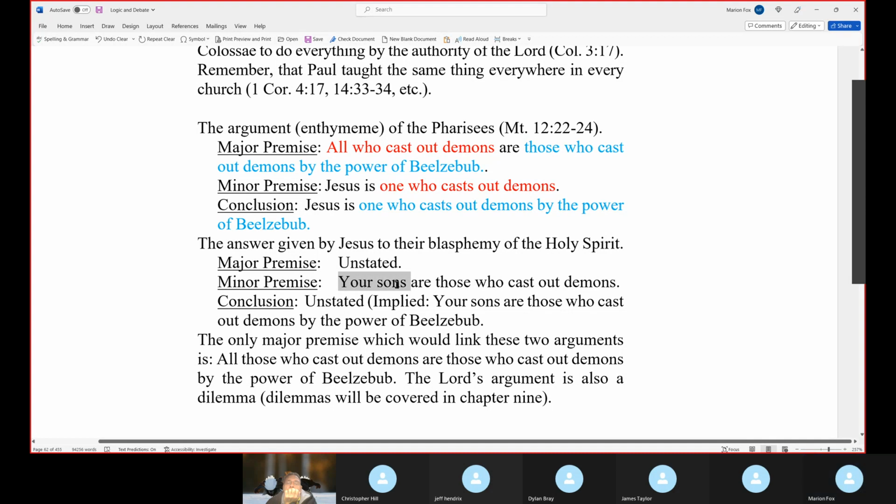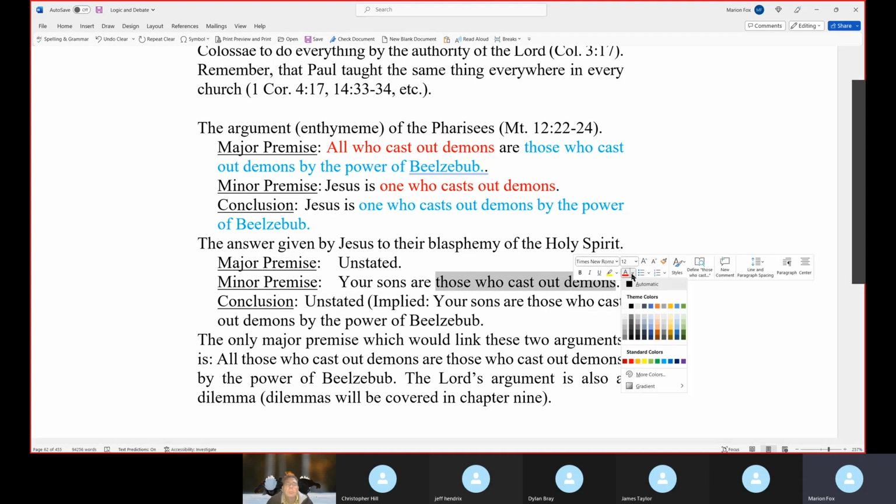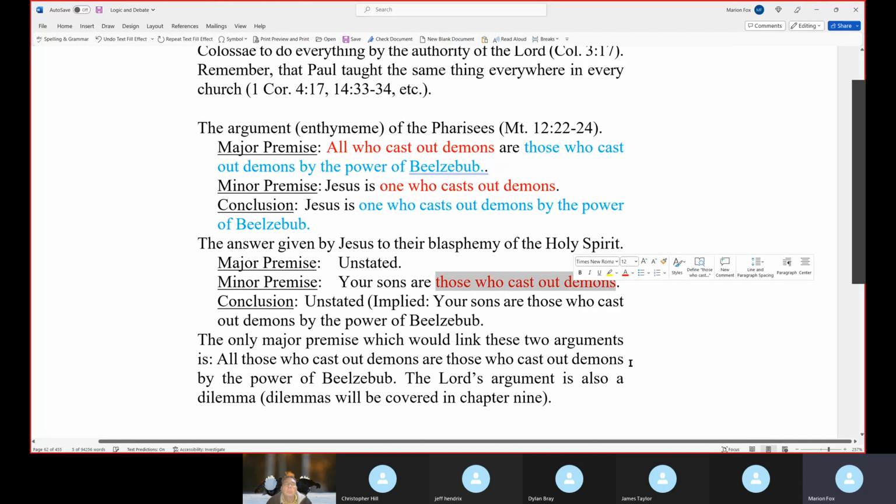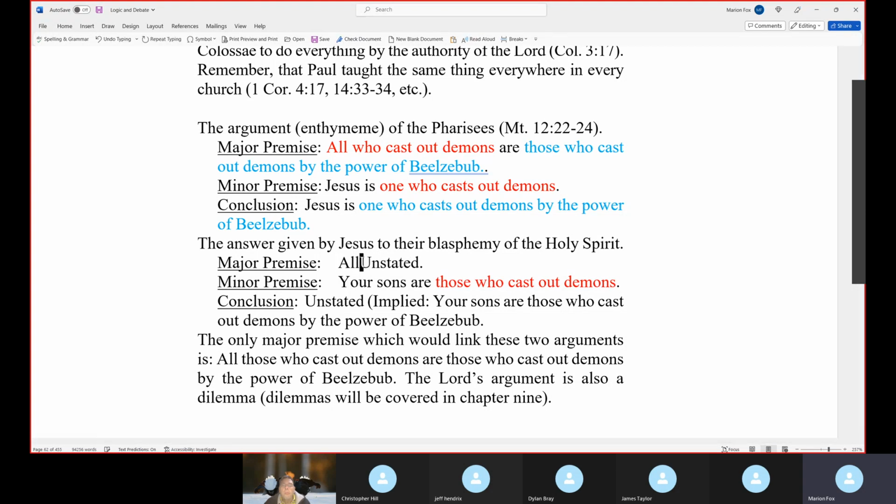Okay, your sons. And so there's your minor term, your sons. And so they're claiming that they cast out demons. Say they are those who cast out demons. And so those who cast out demons, there's your middle term. So I'm going to make that red. And then all those, I'll make it all, those who cast out demons.